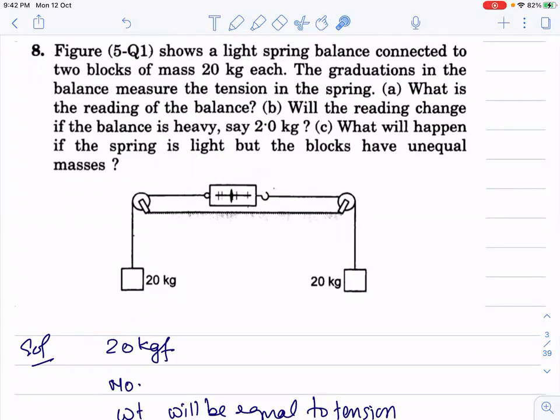Because tension will be 20 kgf, system is at rest. ये 20 kgf है नीचे. It is not moving. This also will be 20 kgf.